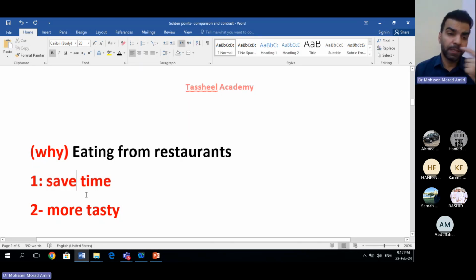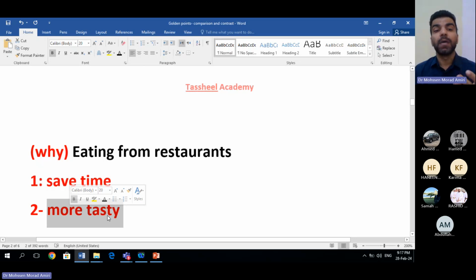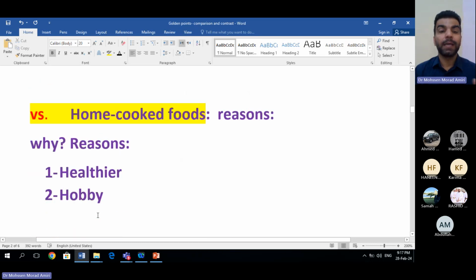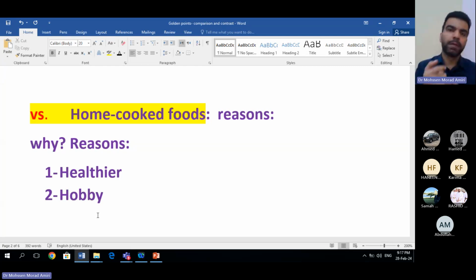One reason, for example, can be saving time. Another reason is that restaurant food is tastier. On the other side, some people prefer home cooked foods. So why? We are brainstorming. As your friend said, homemade foods are healthier, and for some people, cooking is a hobby. So they like to cook food inside home. They don't want to go out and eat outside food because cooking is a hobby for them.